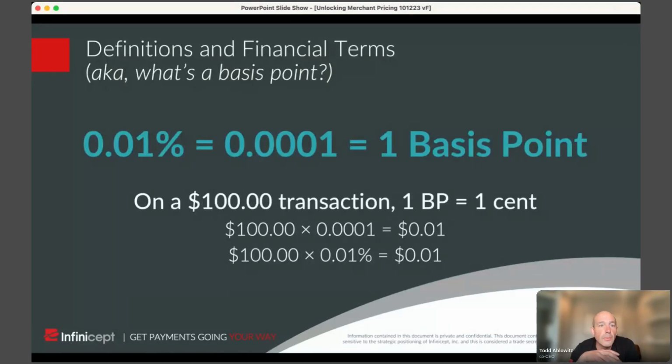So what's a basis point? The easiest thing to think about is to go back and forth between percentages, just a flat multiplication, and a basis point. They're all the same thing. 0.01% is the same thing as 0.0001, and it's the same thing as 1 basis point. So on a $100 transaction, a basis point is a penny. So $100 times 0.0001 is a penny. $100 times 0.01% is a penny.